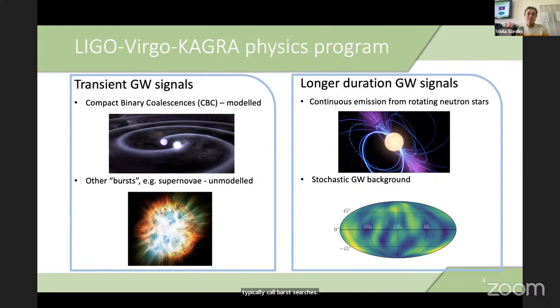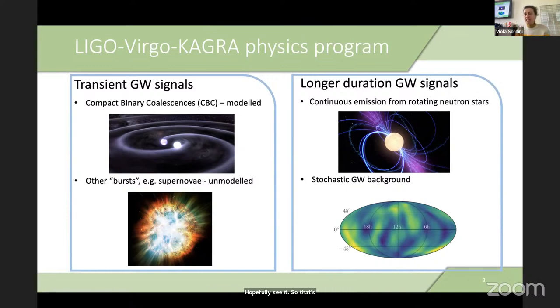So they can be sensitive to some signals that would escape our match filtering. And by the way, burst searches did find many events during O3, but all of them were also found by CBC searches. So they work, and for the moment they don't add anything, but if tomorrow we have a supernova, we will miss it with match filtering because we don't have the waveform, and burst searches will hopefully see it. So that's for the transient.